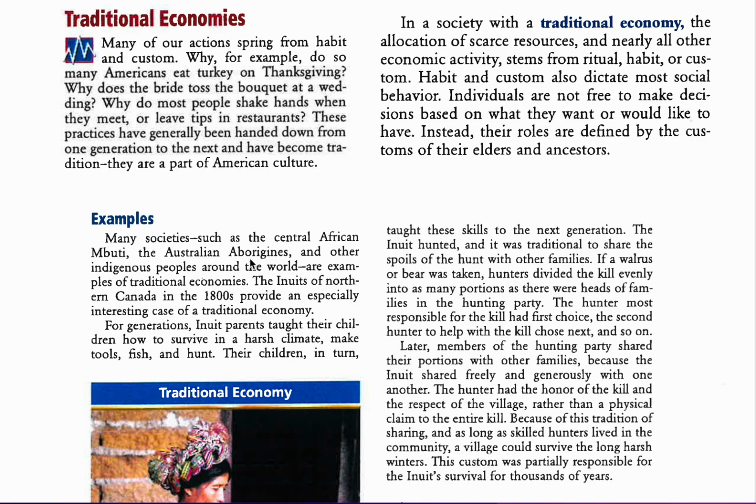Okay, so clearly in a traditional economy, what people do is based on their traditions, right? They've been doing these things, hunting, herding, and gathering. They just kind of follow in their parents' footsteps since the beginning of time, whenever that was. Okay?